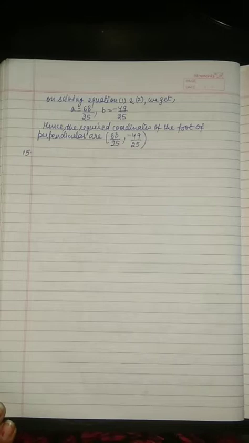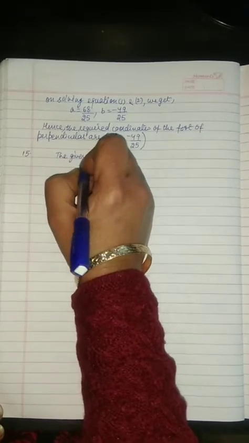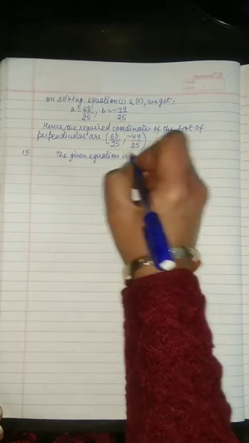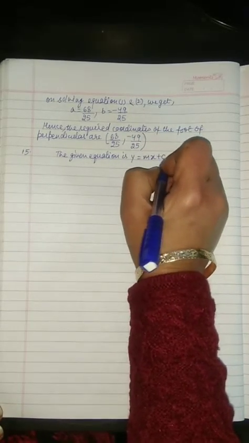Now moving to question number 15. In question number 15, we are given that the perpendicular from origin to the line y is equal to mx plus c meets it at point minus 1, 2. We have to find the value of m and c. We are given the equation as y is equal to mx plus c.